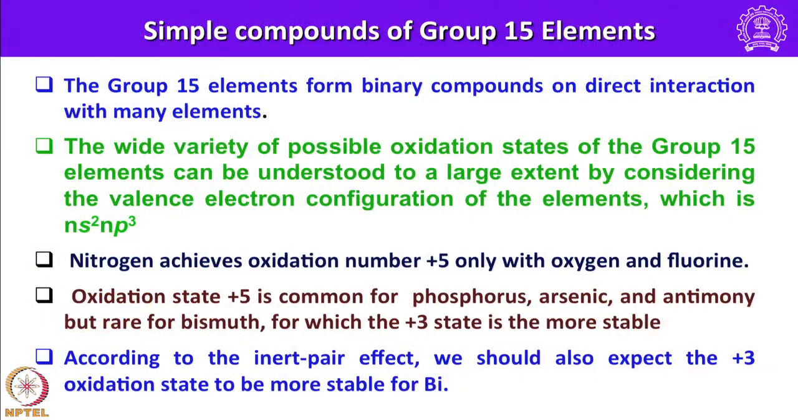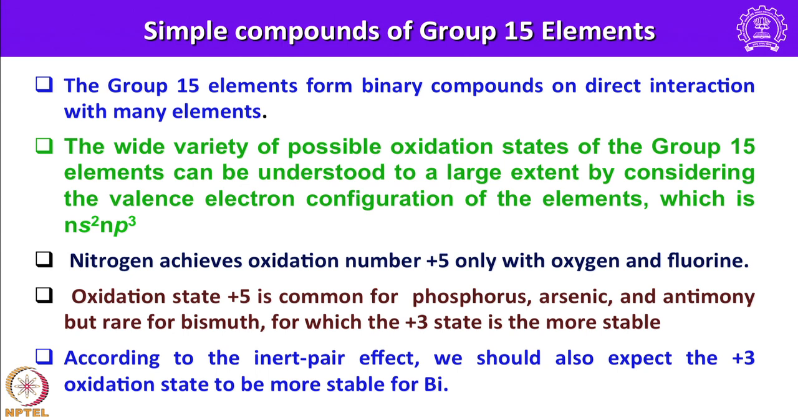Let us look into the compounds of group 15 elements. The group 15 elements form binary compounds on direct interaction with many elements, and the wide variety of possible oxidation states of group 15 elements can be understood simply by looking into their electronic configuration, which is ns2 np3. One can anticipate, besides the +3 and +5 states, other oxidation states also. However, compounds having oxidation states other than +3 and +5 are very scarce.